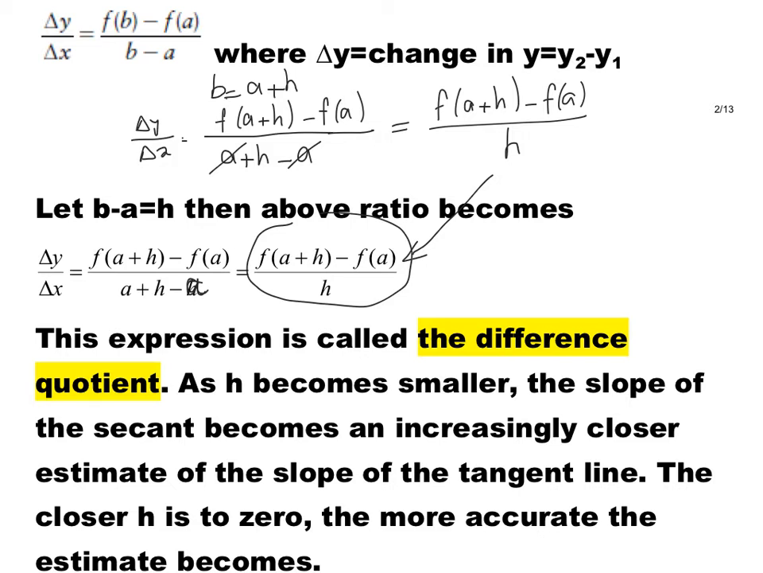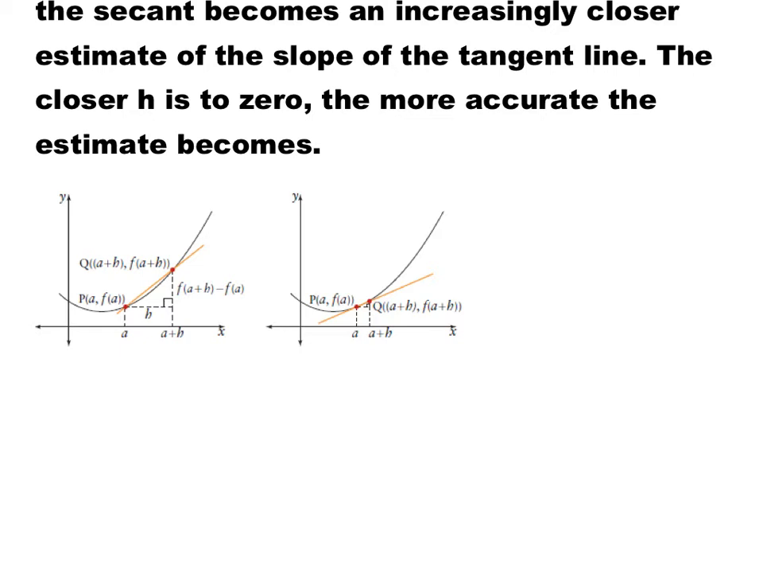When h goes to 0, then the point b is getting closer and closer to a, and the rate of change which is obtained from this formula is going to be very close to the real value of the rate of change at point A. In this graph, you can see when the 2 points A and B get closer and closer together, meaning the value of h becomes almost 0, then the line is going to be tangent to the graph at point A.